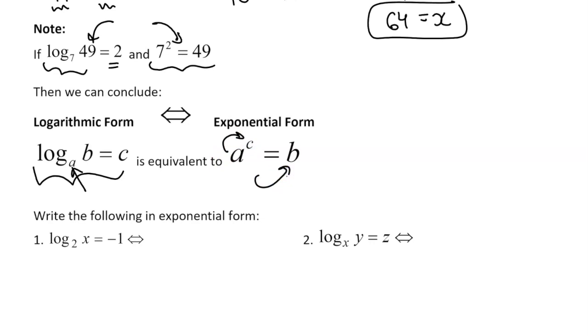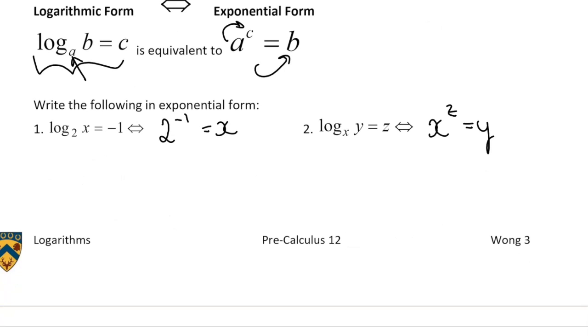And that's going to be true every time you want to go from log form to exponential form. Example 1 and 2, write the following in exponential form. Well, this is just saying 2 to the power of negative 1 equals x. It's not asking us to solve anything further, just whether you can go from one form to the next. X to the power of z equals y. Okay, so that's our first log law that we've now learned, and we'll take a look at a couple of examples on this next page here.